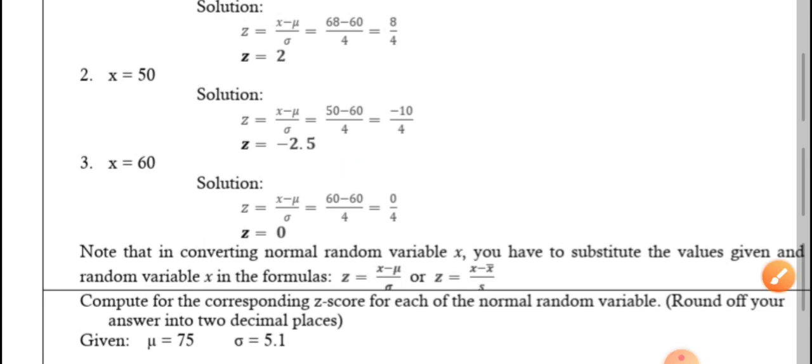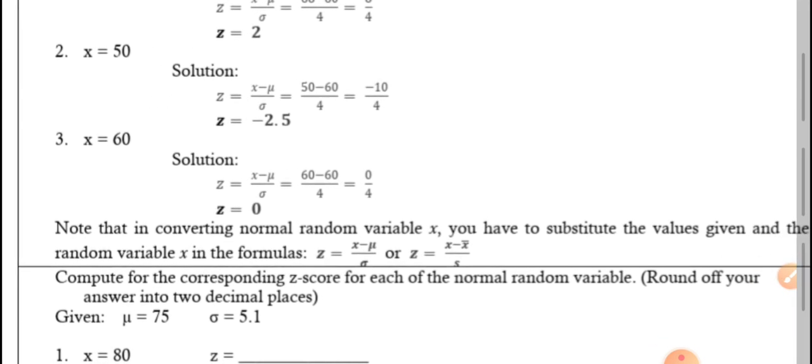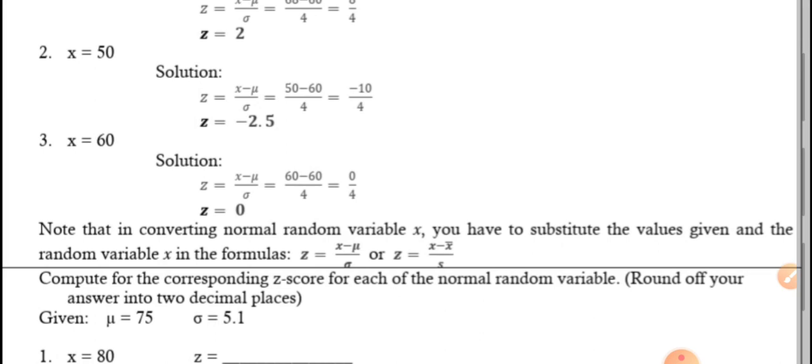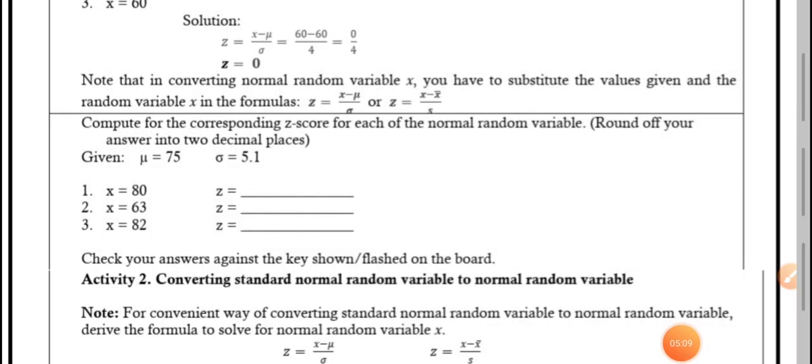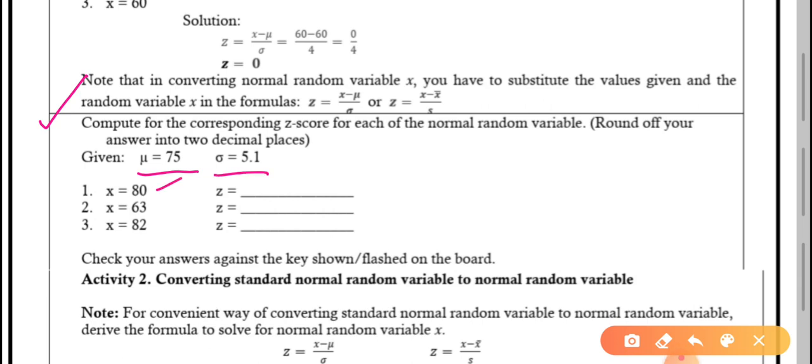Note that in converting normal random variable x, you have to substitute the values given and the random variable x in the formulas z is equal to x minus mu over standard deviation or z is equal to x minus x bar over standard deviation. Okay, so dito ngayon, kayo ngayon ang magsasagot dito. Given ng ating mu, given na natin ang ating standard deviation, isa-substitute nyo na lang yan. Ano ang gagamiting formula? Ito. Okay, you have to answer numbers 1, 2, and 3.